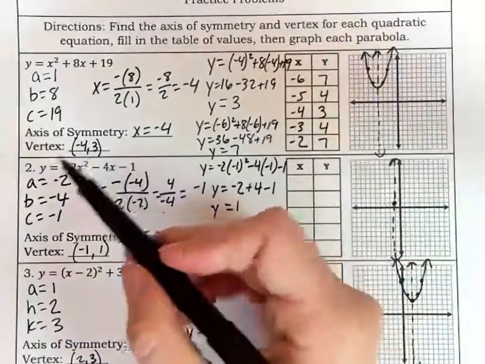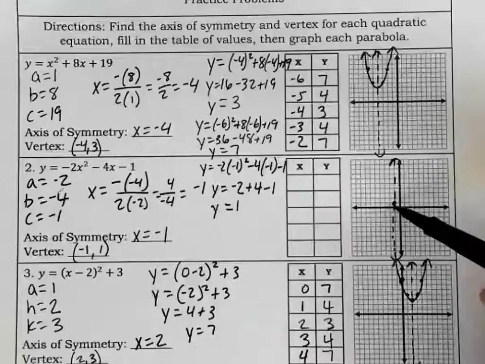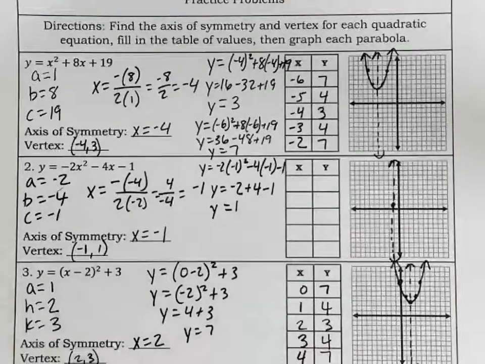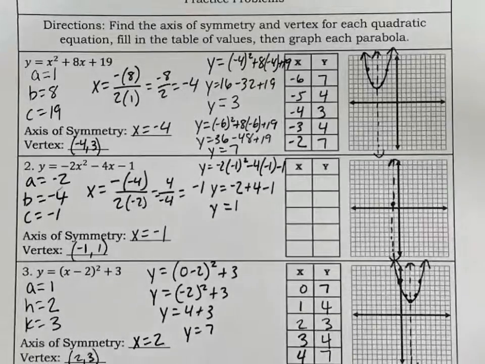And then I remember that my A value is negative, so when I start to graph this, I want it to be going down in this example. So I'm going to use my calculator to complete the rest of my table. So I'm going to plug that value in.